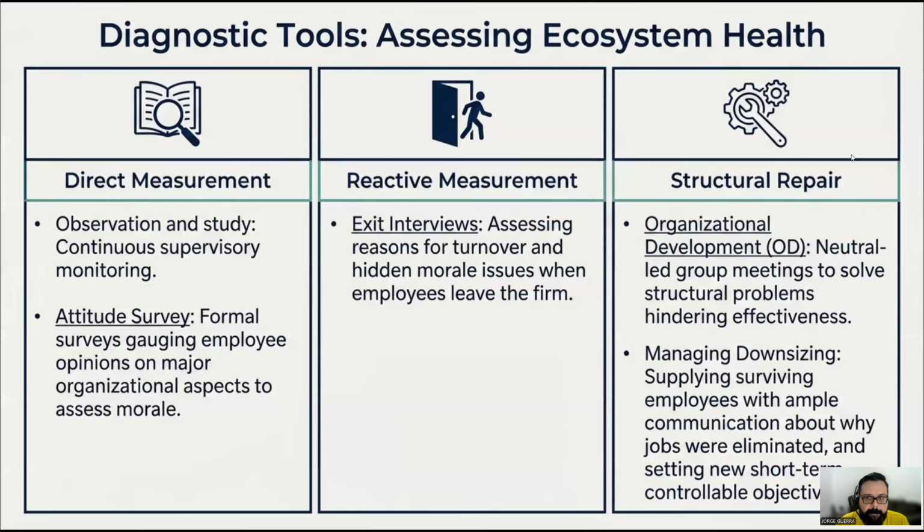All right, so structural repairs. So how do we fix some of these issues? Well, we want to make sure that we know what is happening, right? So we can fix systems. So we want to measure, diagnose, and fix. We want to make sure that if there's anything that's hindering effectiveness, we can address it. We call this organizational development, right? And we want to, again, measure, diagnose, and fix.